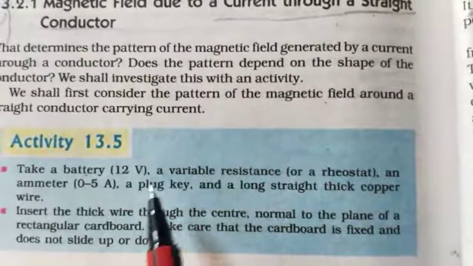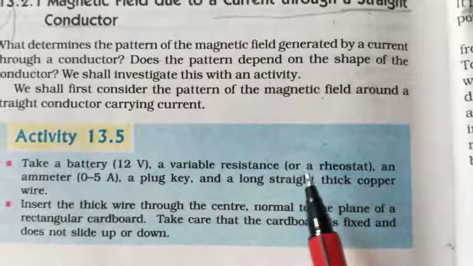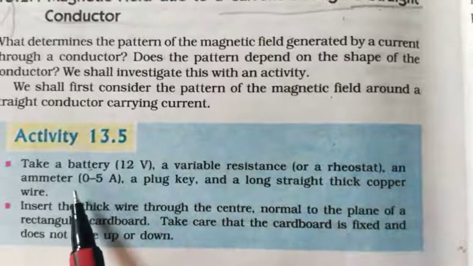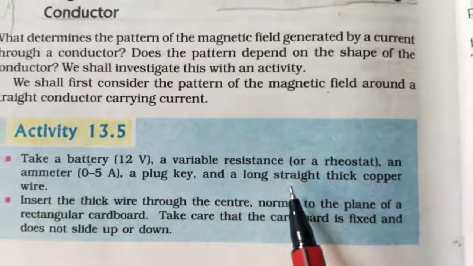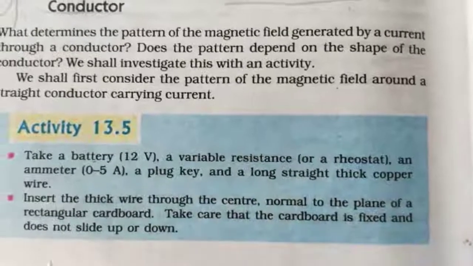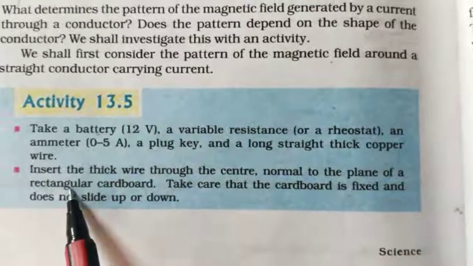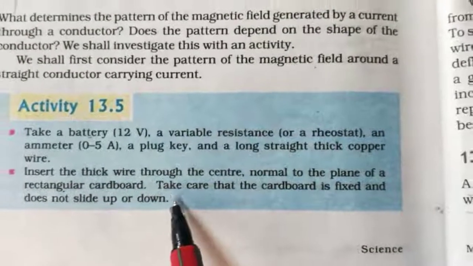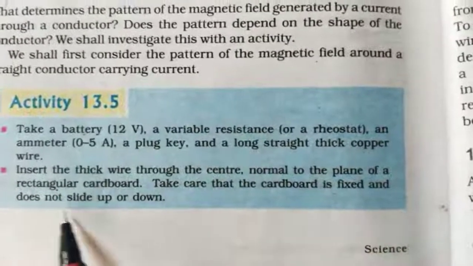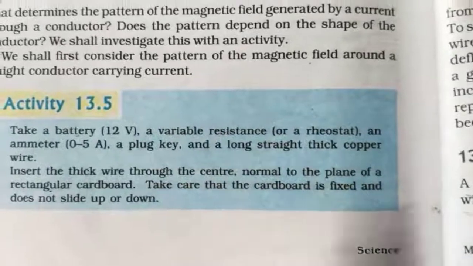Take a battery, 12 volt, a variable resistance or rheostat, ammeter, plug key, a long straight thick copper wire. Insert the thick wire through the center normal to the plane of rectangular cardboard. Take care that the cardboard is fixed and does not slide up or down.